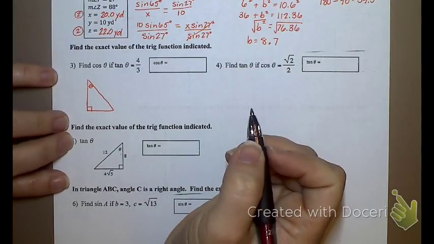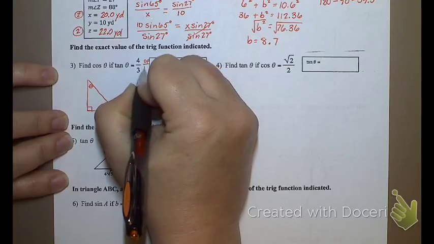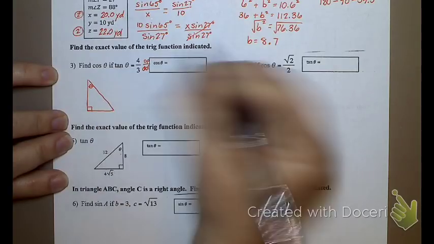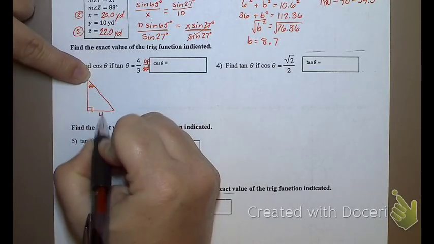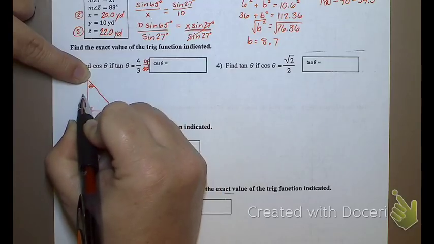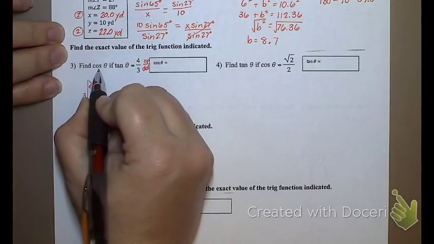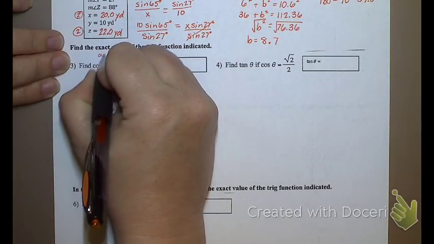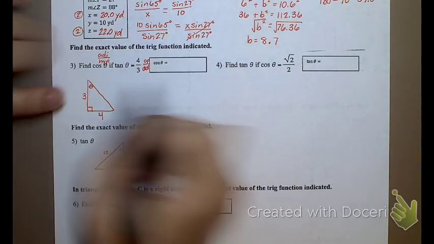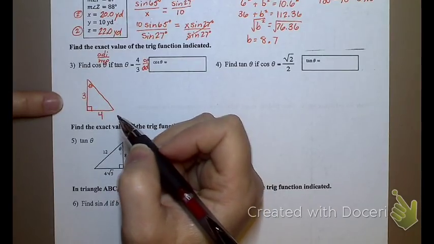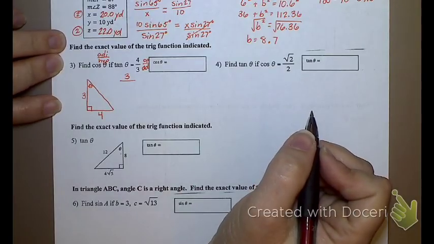And again, with my SOHCAHTOA stuff, tangent is known as opposite over adjacent, right? So what is opposite theta? This guy? So that's 4. Adjacent theta is 3. And if I need to find cosine, what do I need for cosine? I need adjacent over what? Hypotenuse. So I know that the adjacent value of theta is what? 3. I just need to find the hypotenuse so I can put it on the bottom of that fraction.